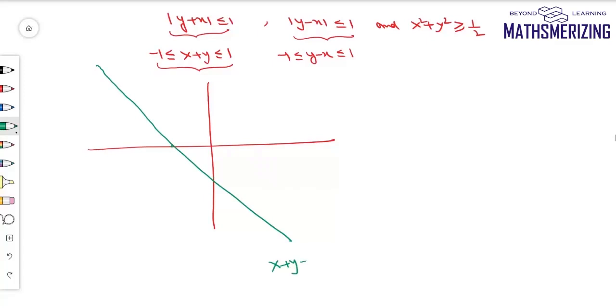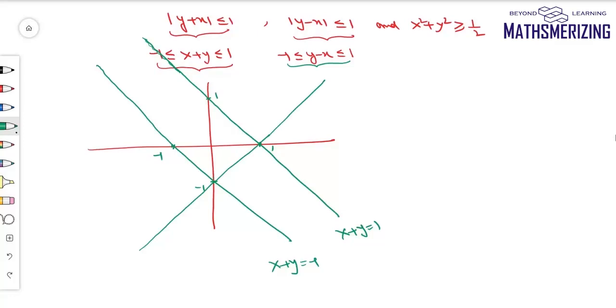x plus y is equal to minus 1, and x plus y equals plus 1. So this is x plus y equals 1. Now what about this? y minus x equals minus 1. So when x is 0, y is minus 1, and when y is 0, x is plus 1. So that is y minus x equals minus 1, and this one is y minus x equals plus 1.